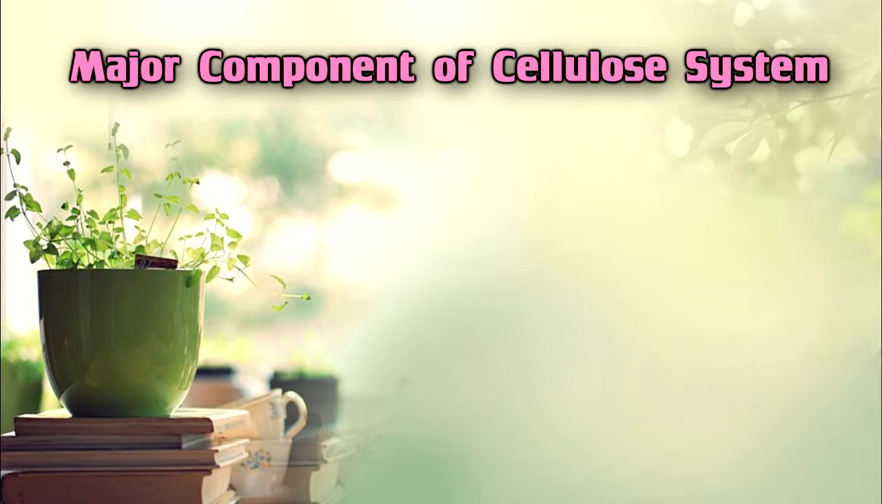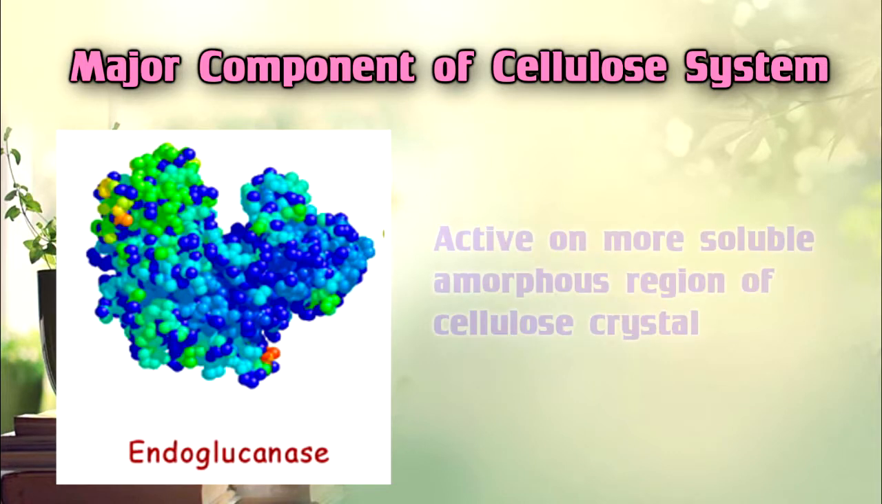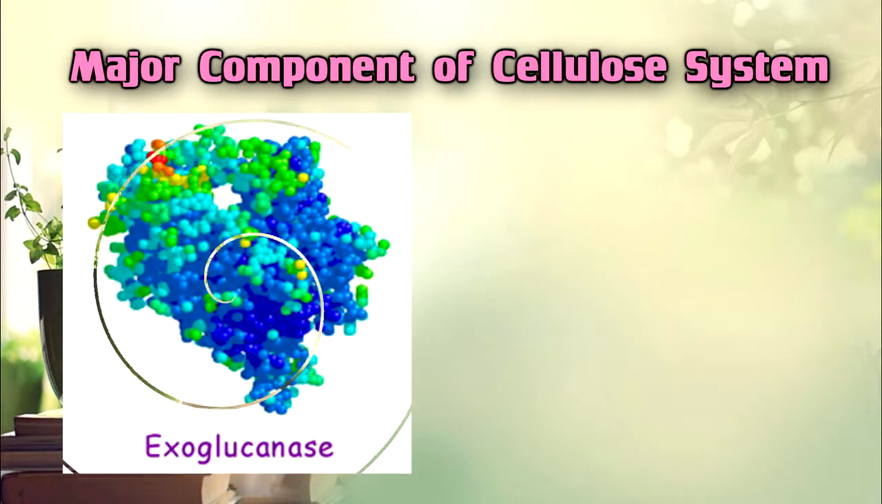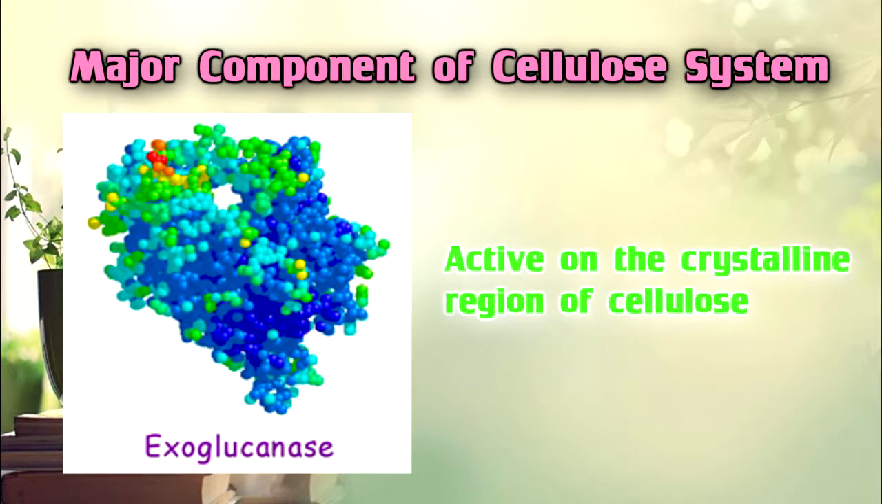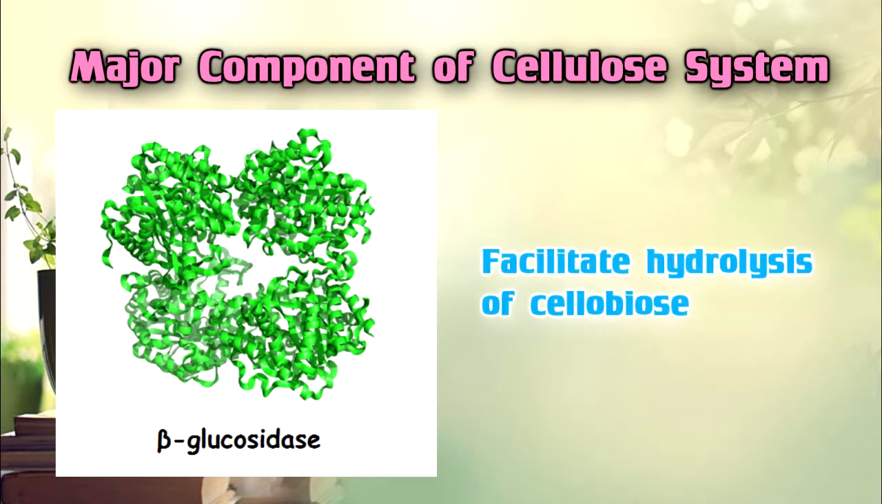A cellulase enzyme system consists of three major components. One of the major components is endoglucanase. This enzyme is active on the more soluble amorphous region of the cellulose crystal. Another component is exoglucanase, which is active on the crystalline region of cellulose. Finally, beta-glucosidase is also one of the components that helps in hydrolysis of cellobiose.